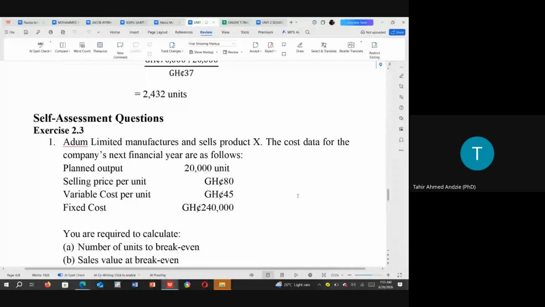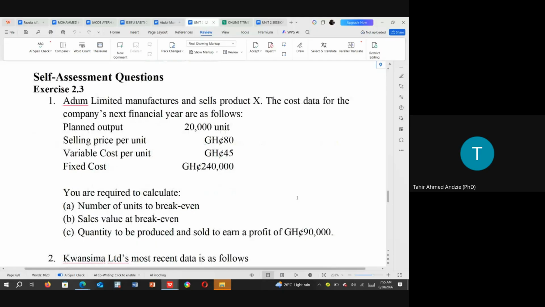Now let us solve the self-assessment question here. Let's use the information to solve the self-assessment question. Okay, so please take your jotters and let's try to solve these questions.